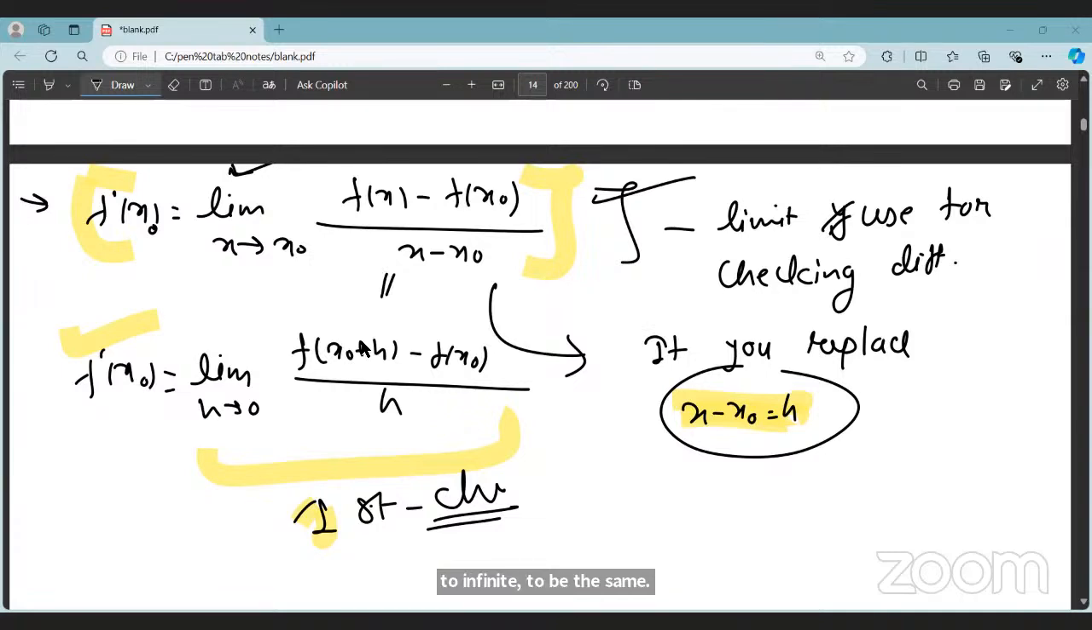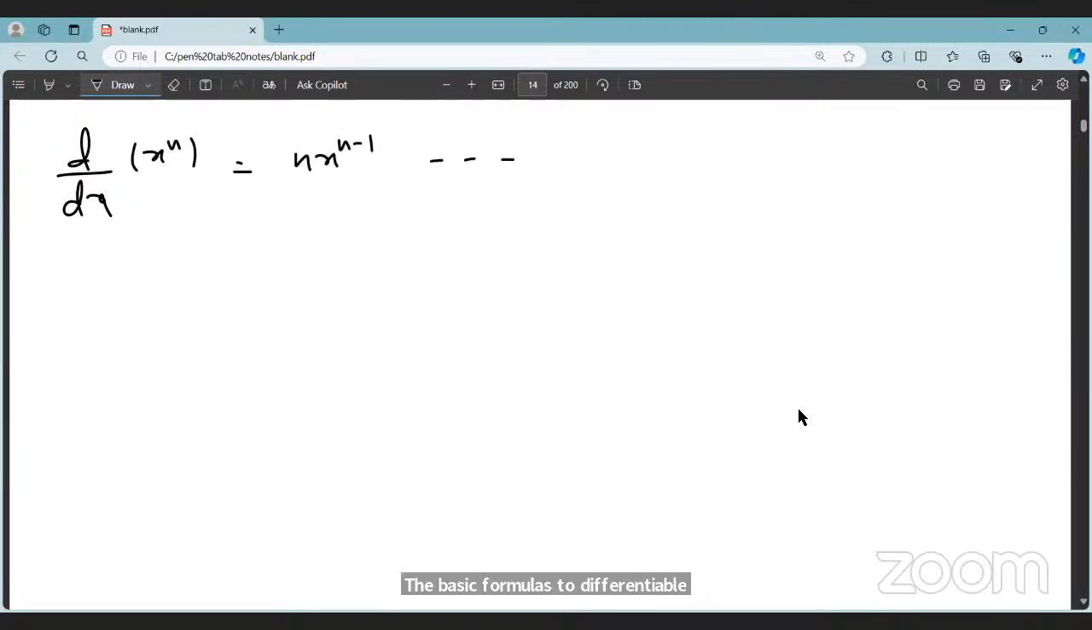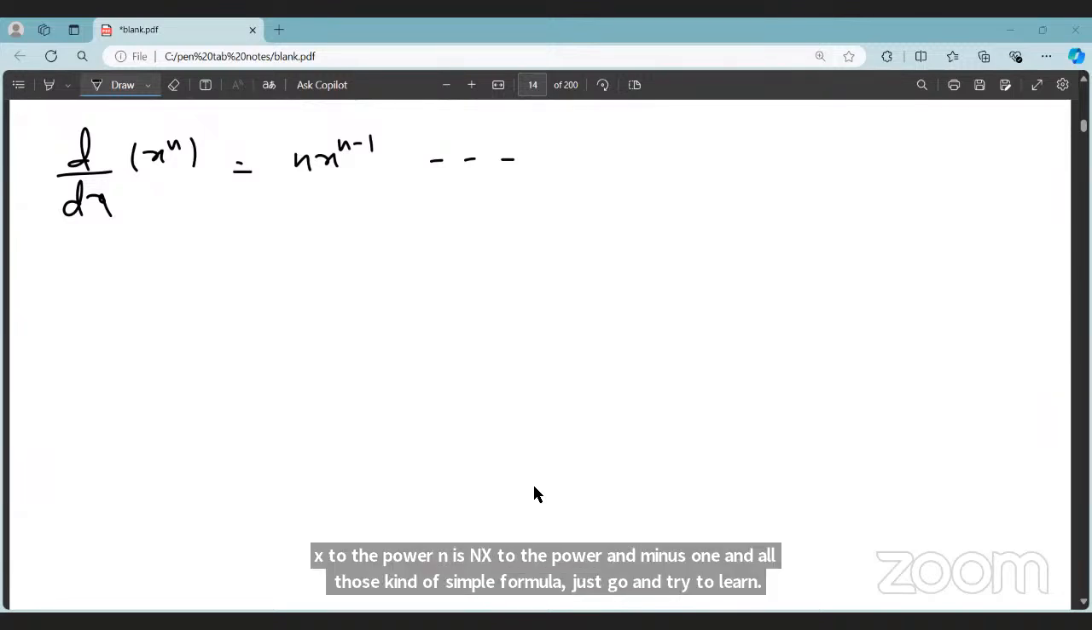Right. So now there are some easy formulas. So I will suggest you guys just go through your textbook. The basic formulas to differentiate polynomials, right? This type of formula, that d by dx of x to the power n is n x to the power n minus 1, and all those kind of simple formulas. Just go and try to learn. Okay. And let me go towards what we say algebra of derivatives.